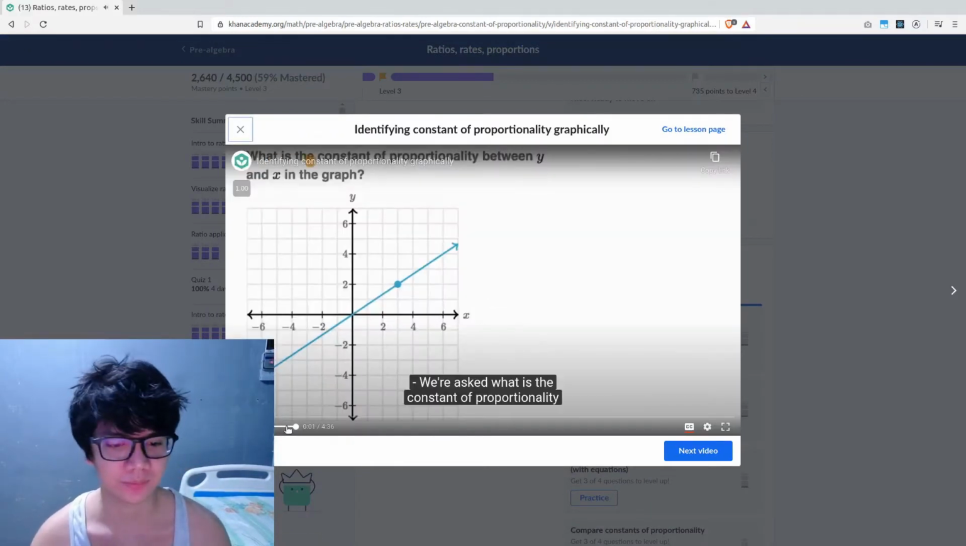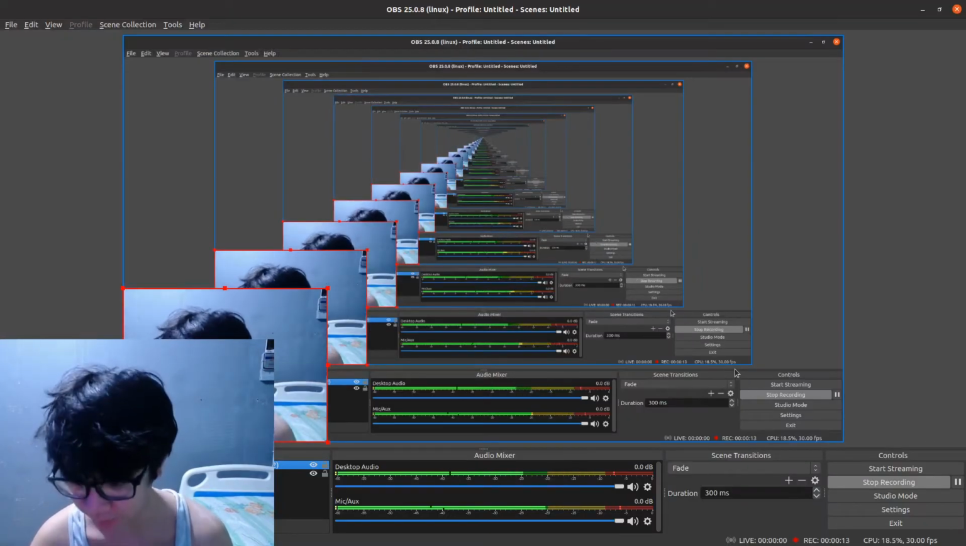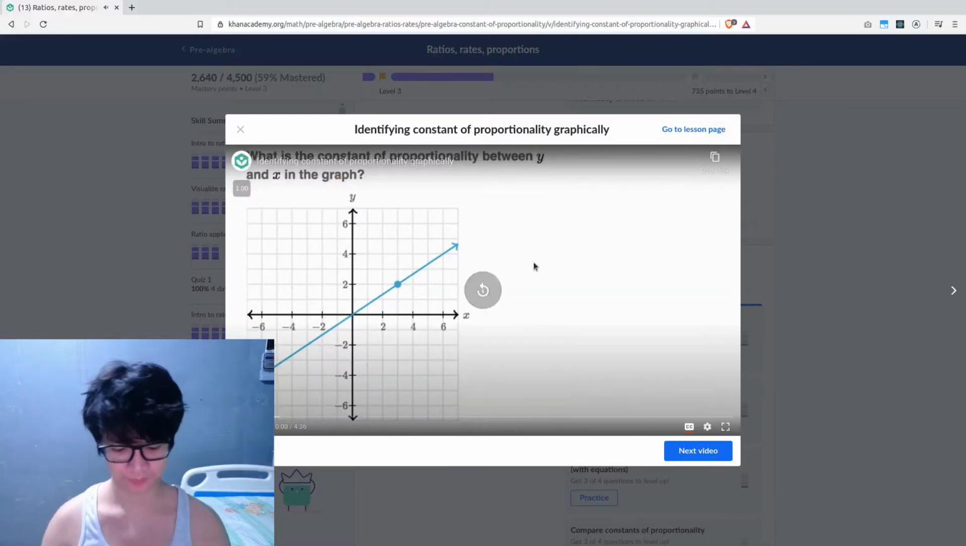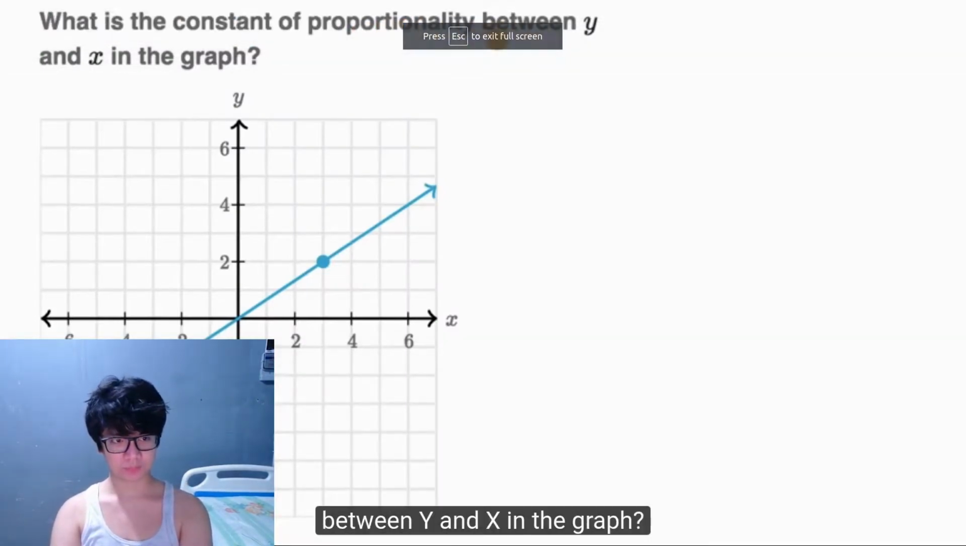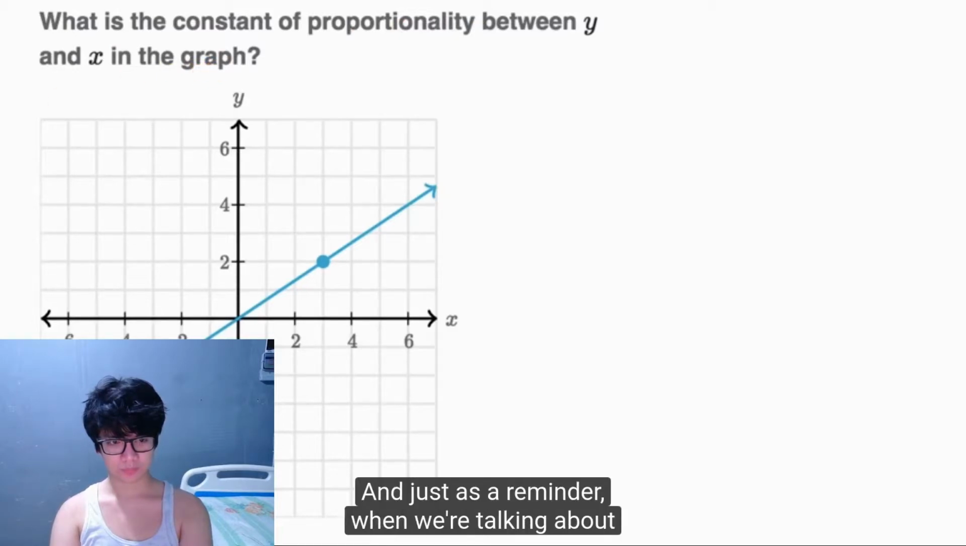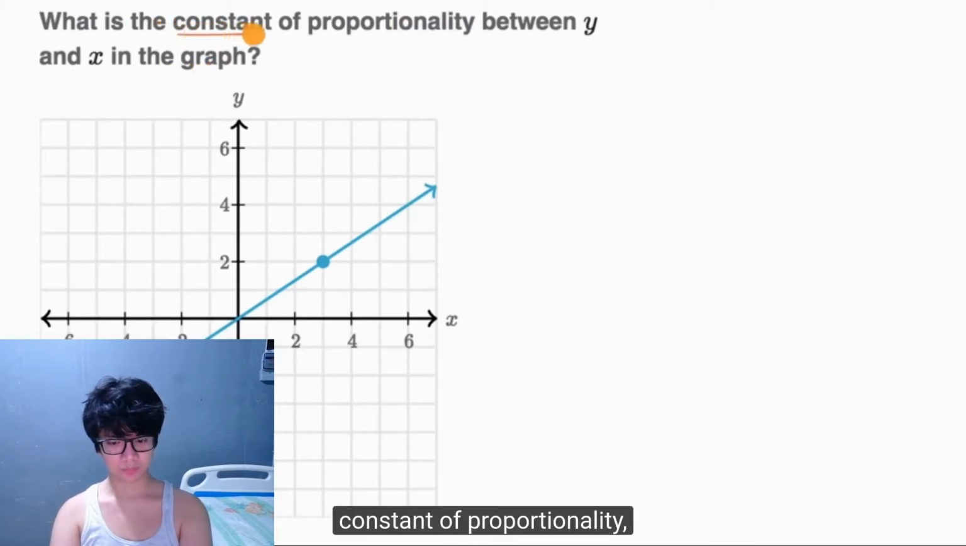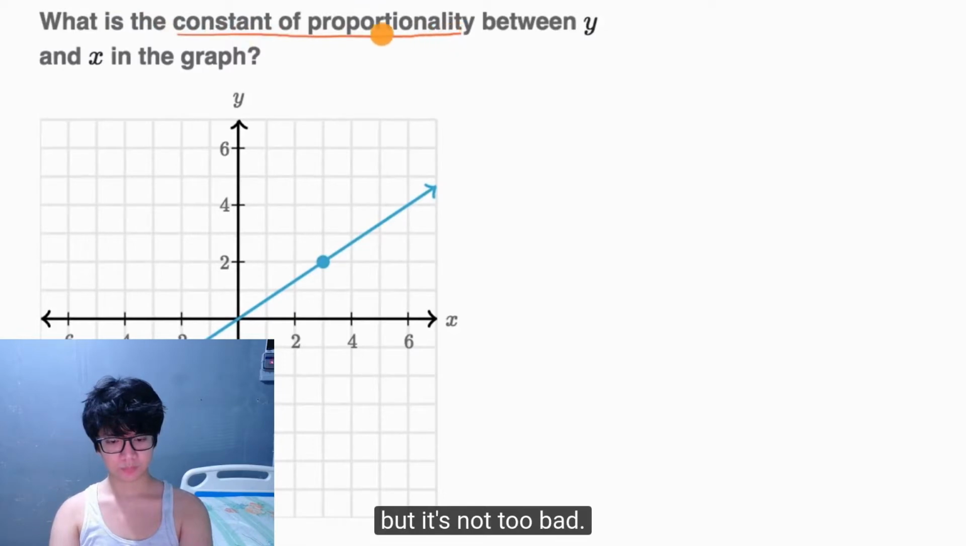We're asked, what is the constant of proportionality between y and x in the graph? And just as a reminder, when we're talking about constant of proportionality, it sounds like a very fancy thing, but it's not too bad.